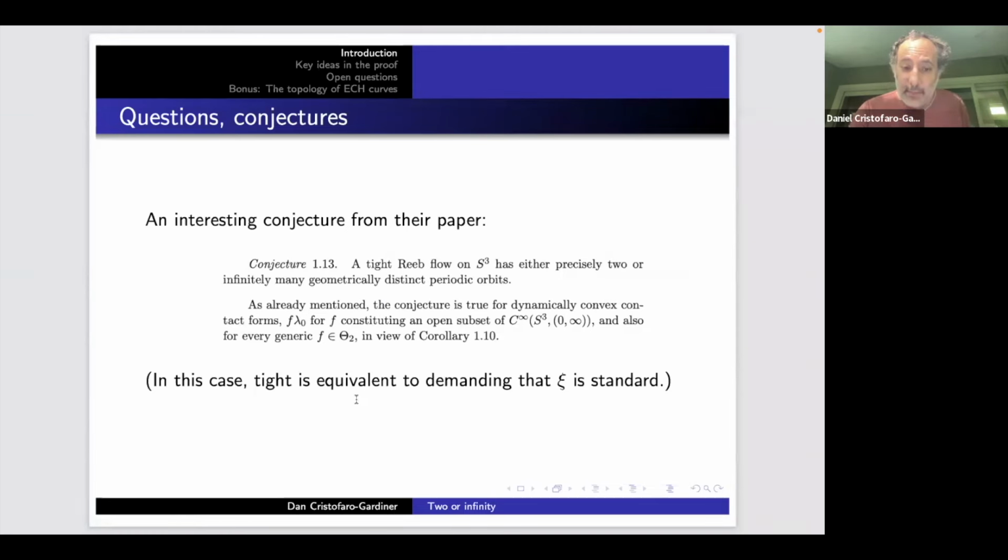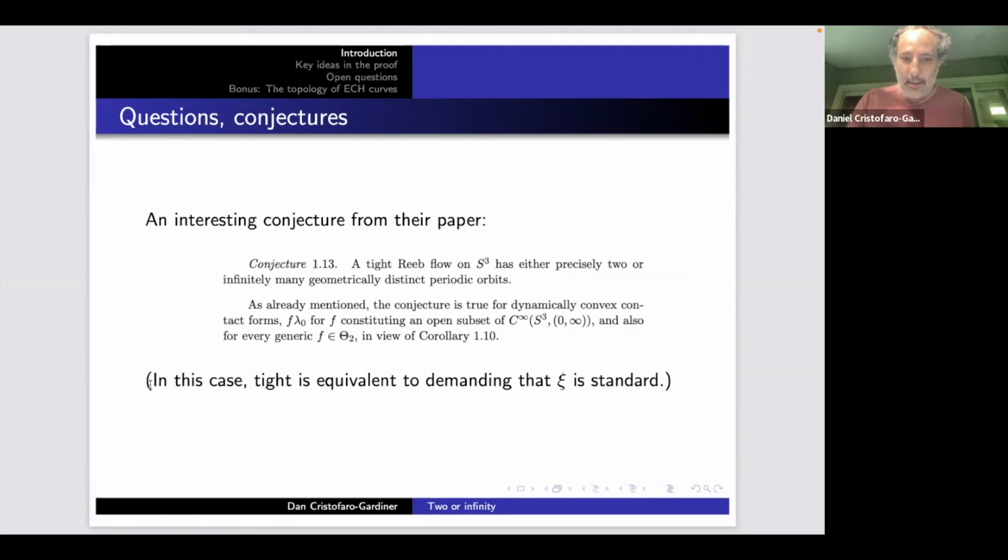Let me just say again for non-specialists, also just notation, when I put things in parentheses here, I'm hoping that both people who are quite familiar with these kinds of questions and others will get something out of this talk. So when I put something in parentheses, it's meant for a non-specialist. Tight just means in this case that the contact structure is the standard contact structure, that you would get by taking the standard primitive of the symplectic form and restricting it to the boundary of the standard ball. So if I get that contact structure, the conjecture is that I have two or infinitely many orbits.